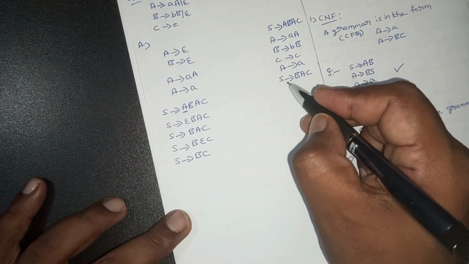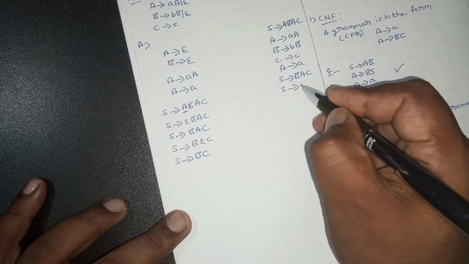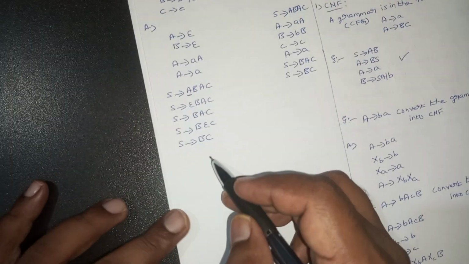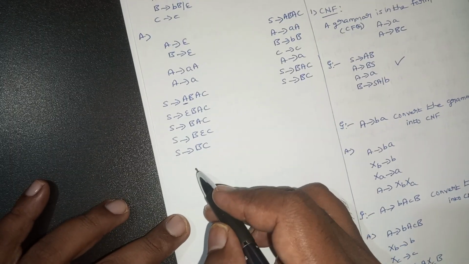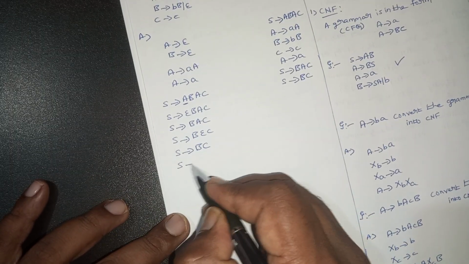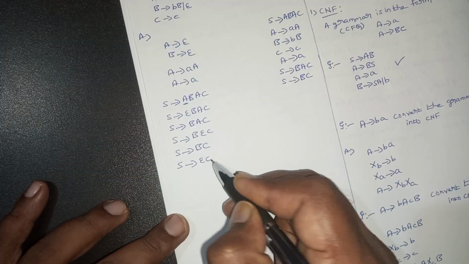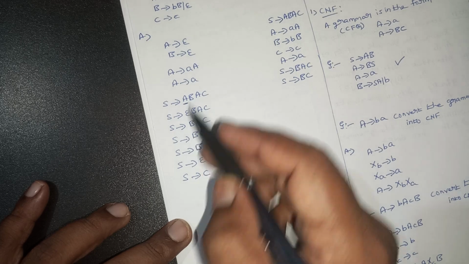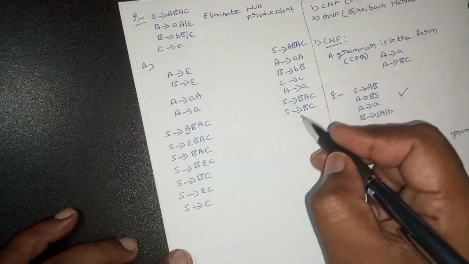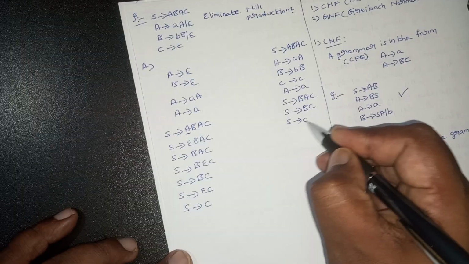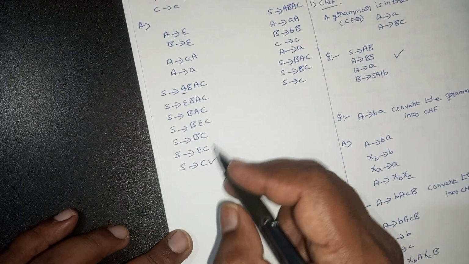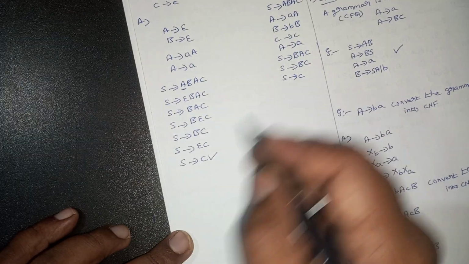Okay, S tends to BC. Now again, in the place of B you write epsilon C. S tends to C. C equal to what? It is small c. So then S tends to small c. Why? Because this is the unit production that you have to eliminate. So that is one possibility.